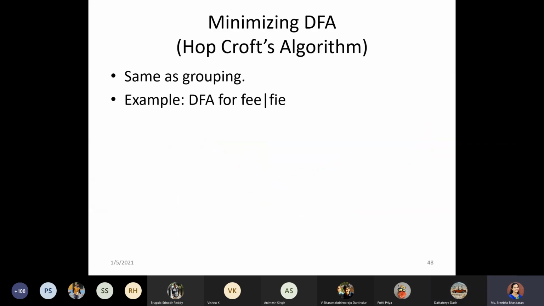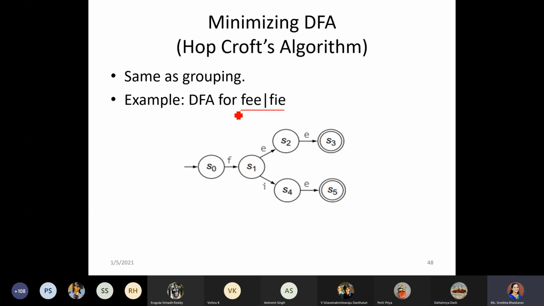We'll take one more example. Just draw the DFA for the strings FEE or FIE. How would it be drawn? F is common, so I can draw it something like this. FEE or FIE. Right? So the DFA which I can achieve would be this. Now if I apply Hopcroft's algorithm, how can we take it up?